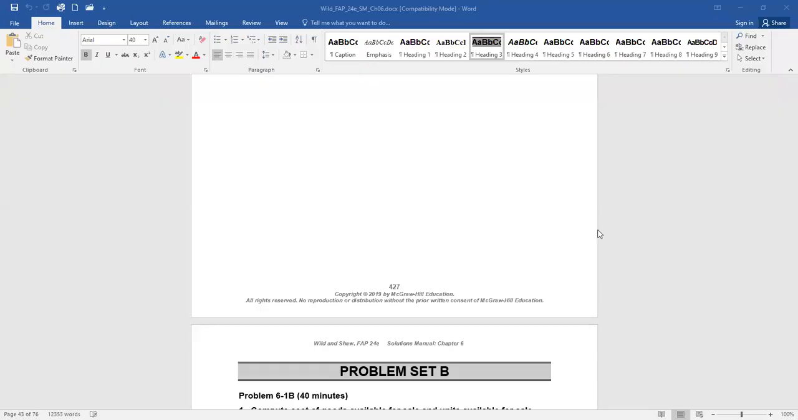Okay, everyone. We are in Chapter 6. We are looking at problem 6-1B to review. So hopefully you tried this on your own and you're just looking at this to make sure you completed it correctly, or that's the way you should be doing it.